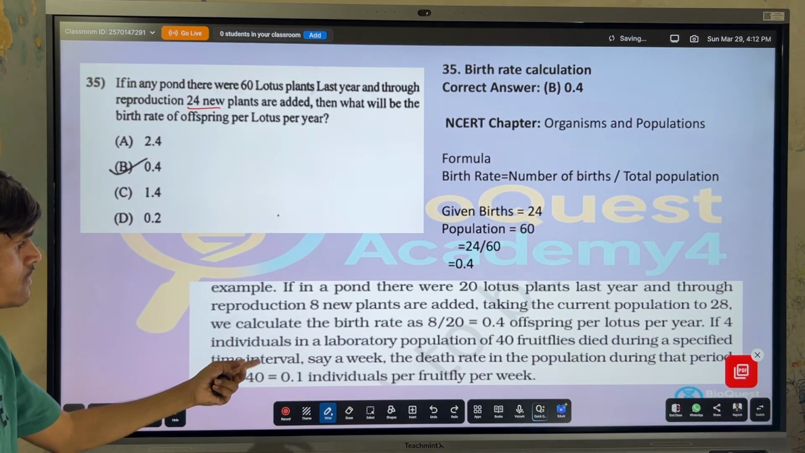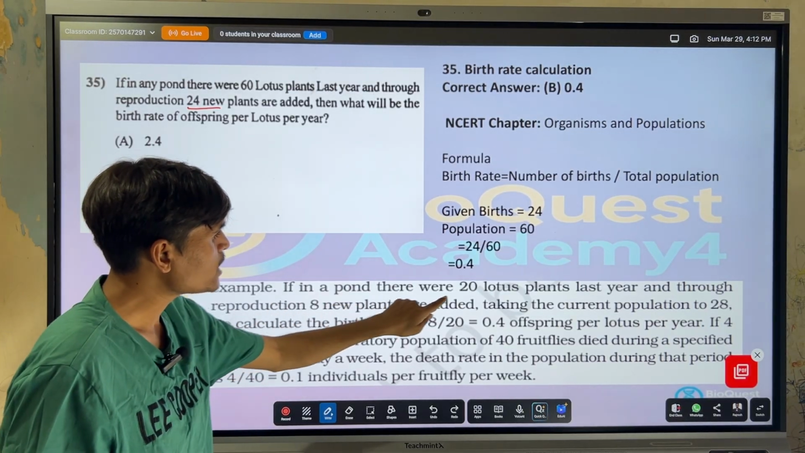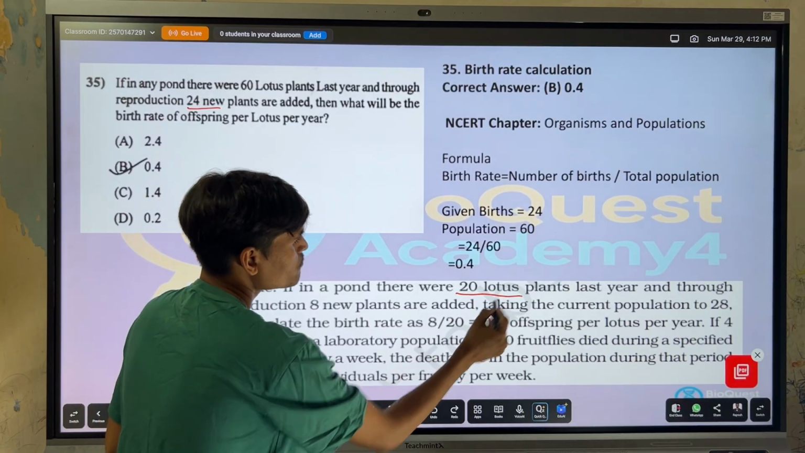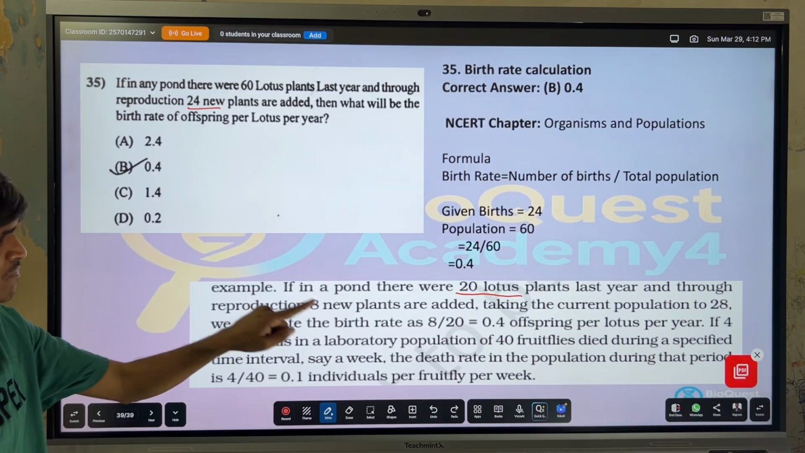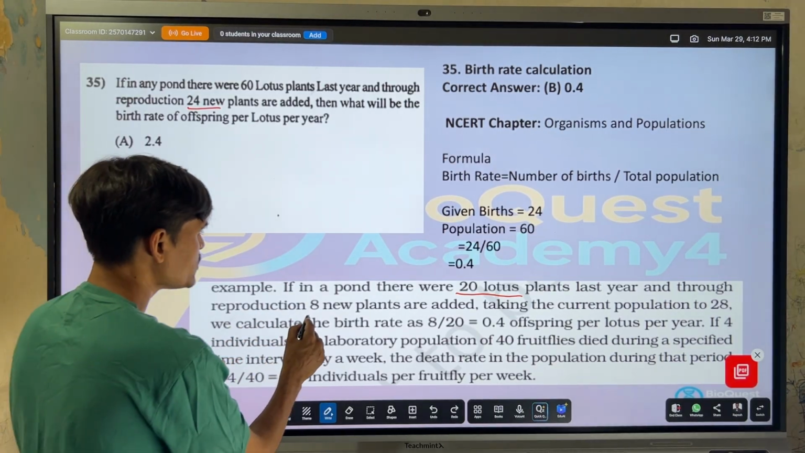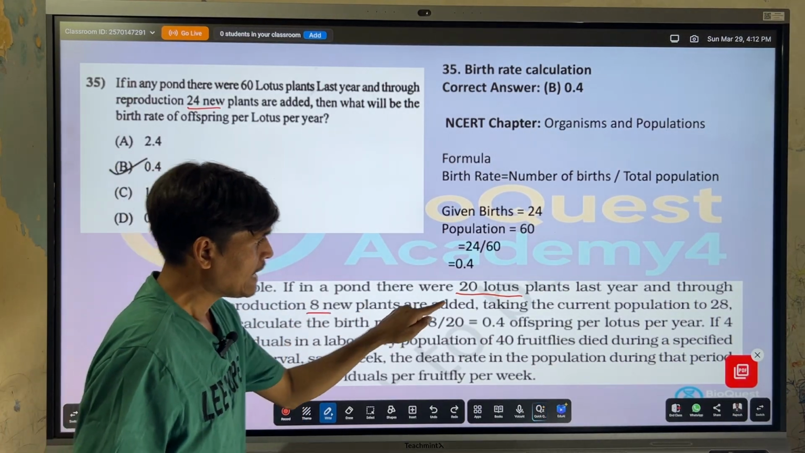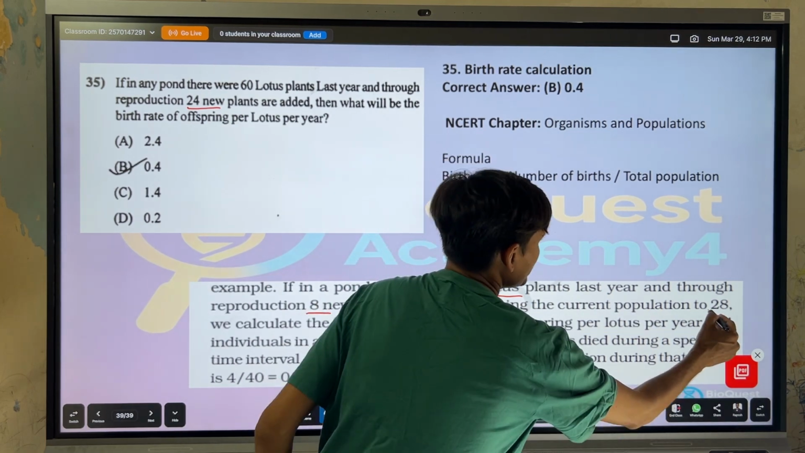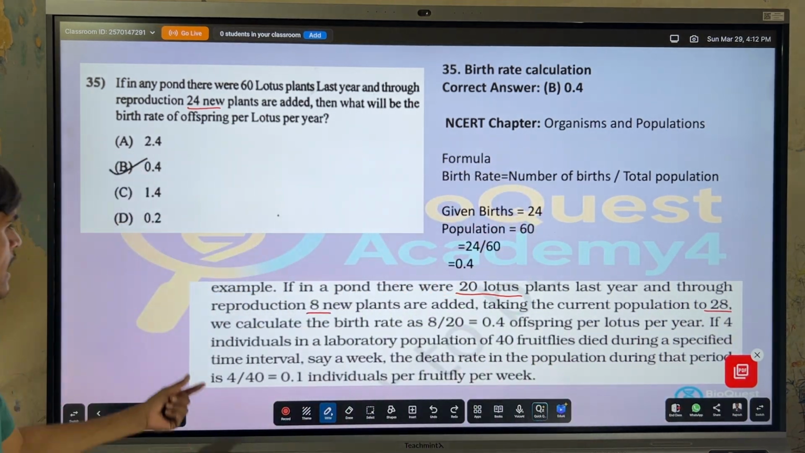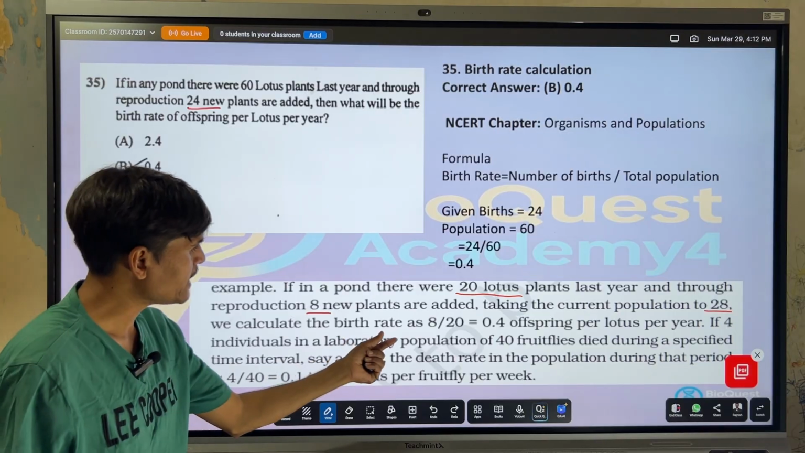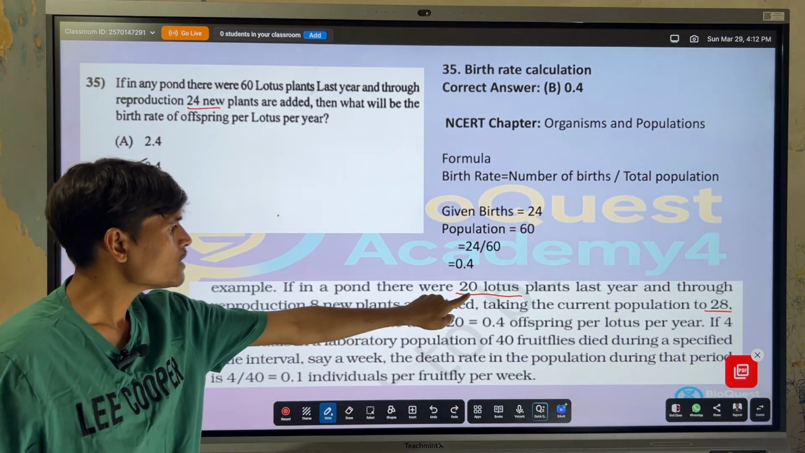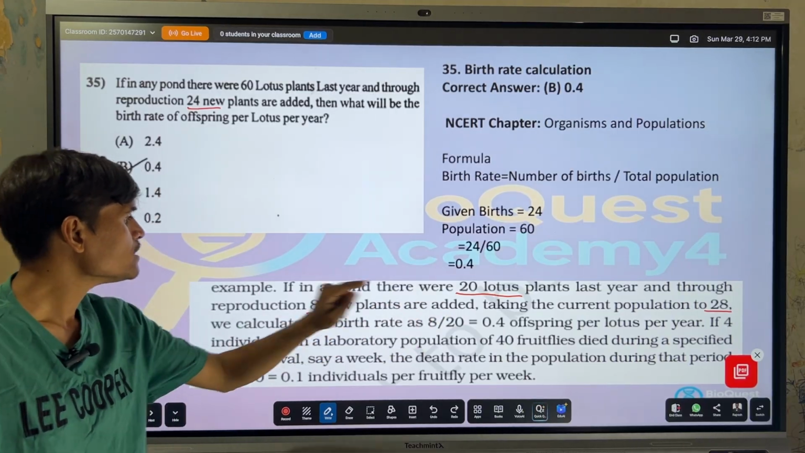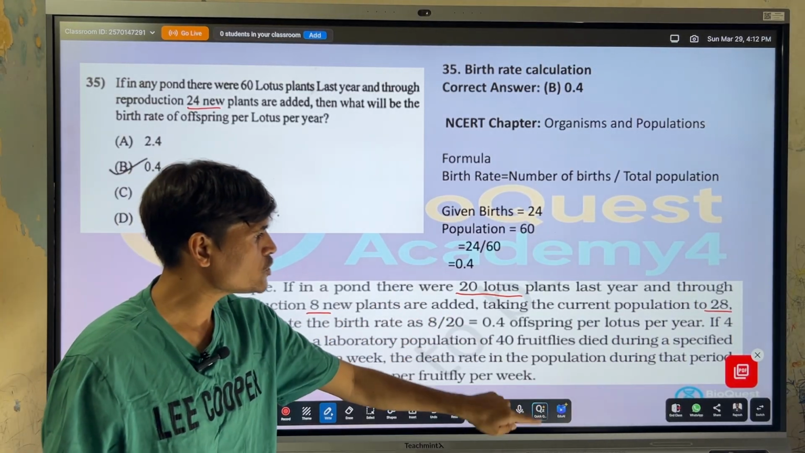See in the textbook what is given. If in a pond there were 20 lotus plants last year, and through reproduction 8 new plants are added, taking the current population to 28, we can calculate the birth rate as 8 divided by 20. Means the old and the new one will give you the ratio.